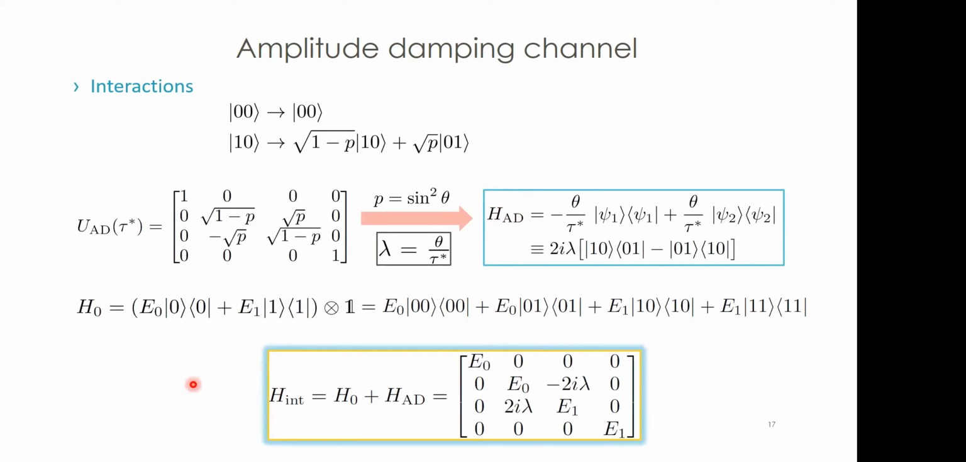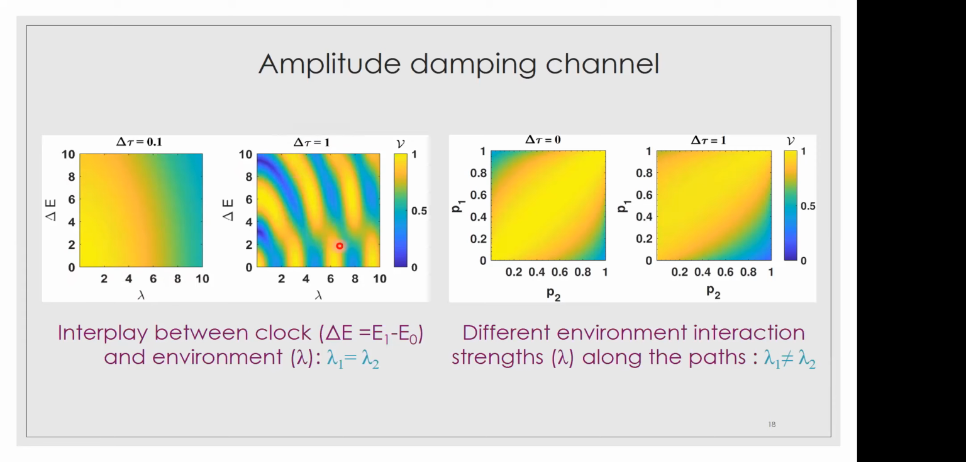So again, what we have shown here is the interplay between the clock Hamiltonian represented by delta E and the noise Hamiltonian represented by lambda. We see that as the proper time difference is increased, some peculiar features of high and low visibility, what we call fringes, can be observed in the visibility pattern. Now here it is assumed that the noise is not path dependent. That is, it has the same lambda on both of the paths. Lambda1 is equal to lambda2 is equal to lambda.